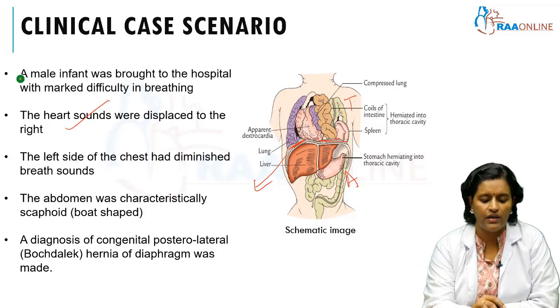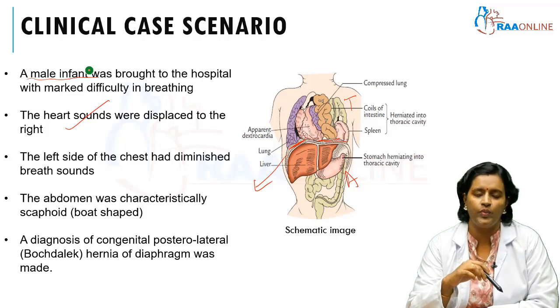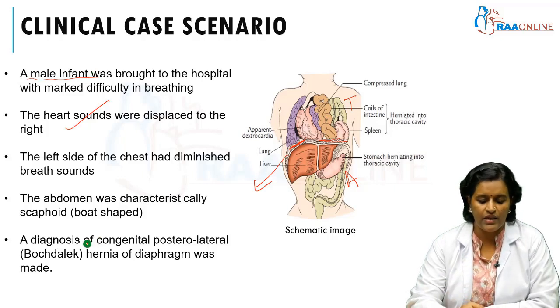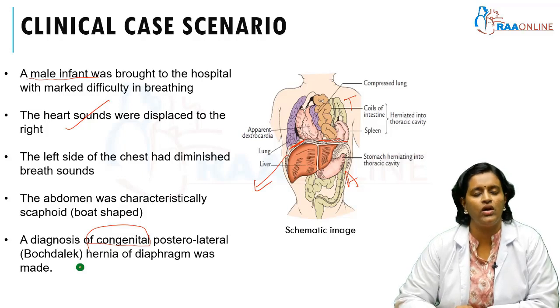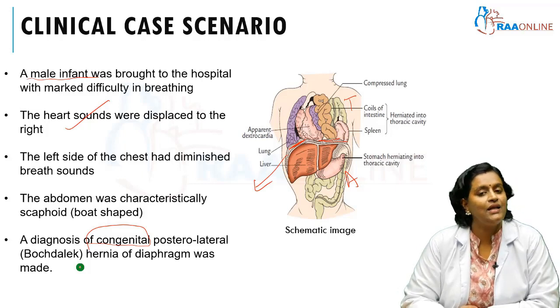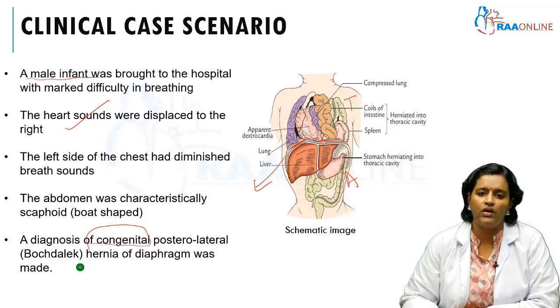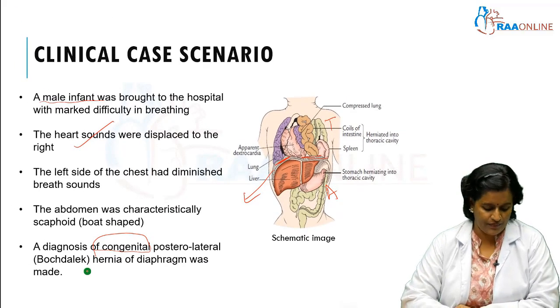And as the presenting age group, it's an infant. It is a congenital condition, which is a defect in the development or an abnormality in the development of the diaphragm. So, with this clinical case scenario in mind, we will proceed to the topic thoraco-abdominal diaphragm.